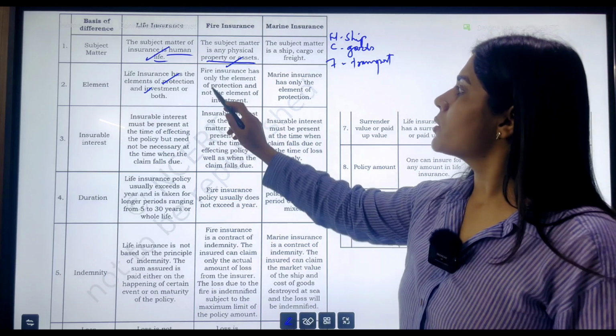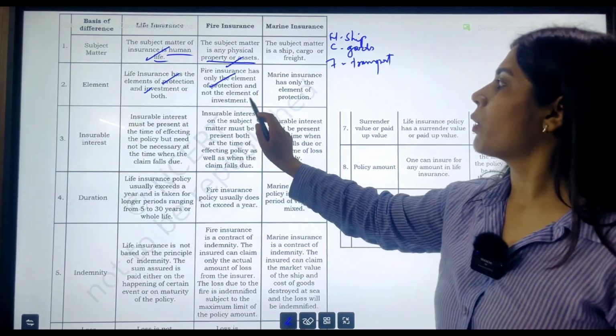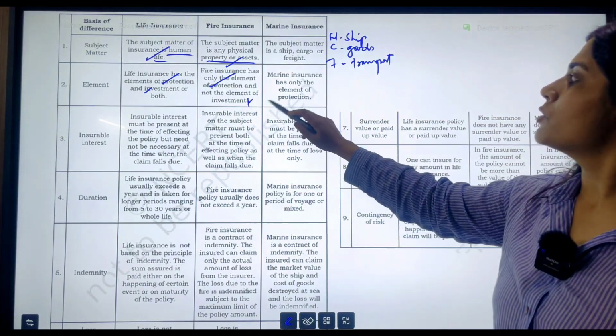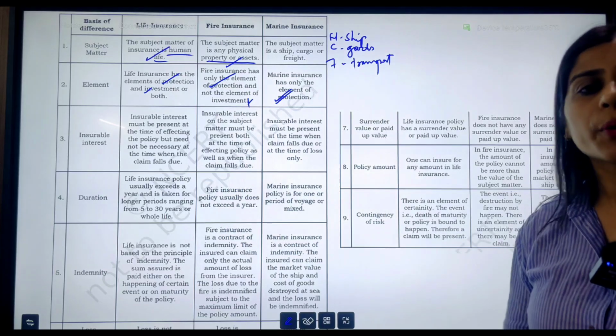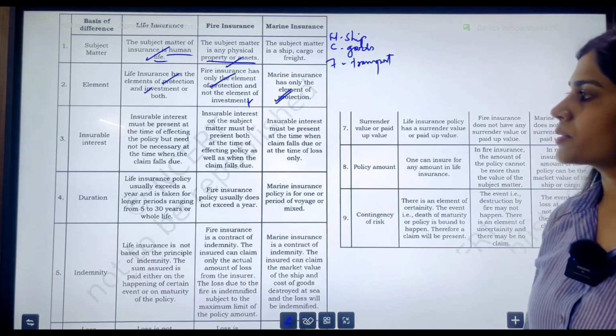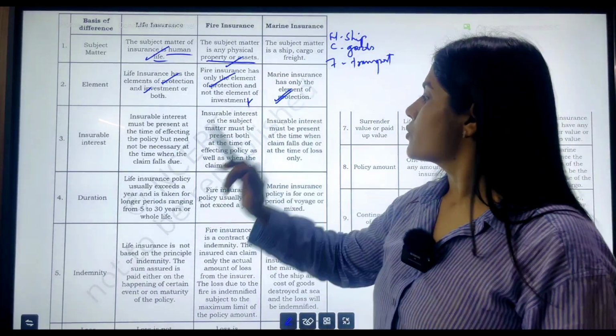So here in fire insurance, it's only the element of protection and not the investment. Again, in marine insurance, it has only the element of protection of that particular goods under cargo insurance.